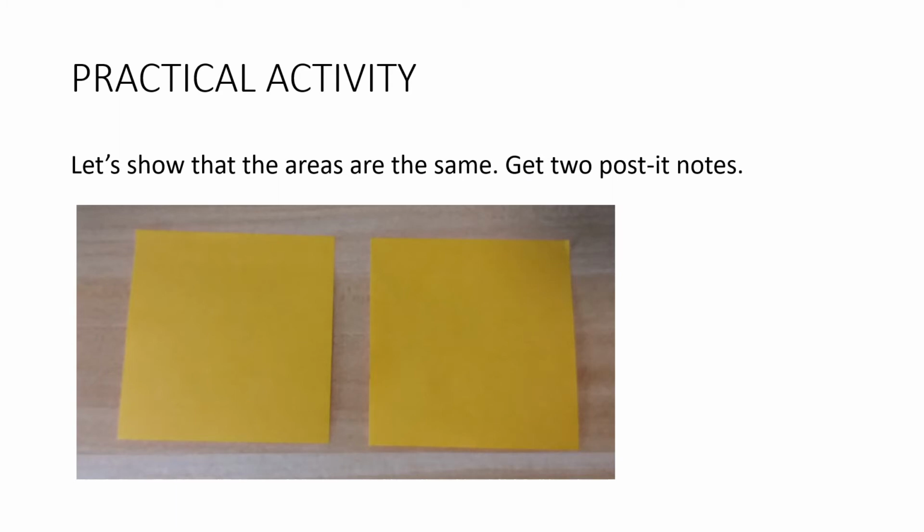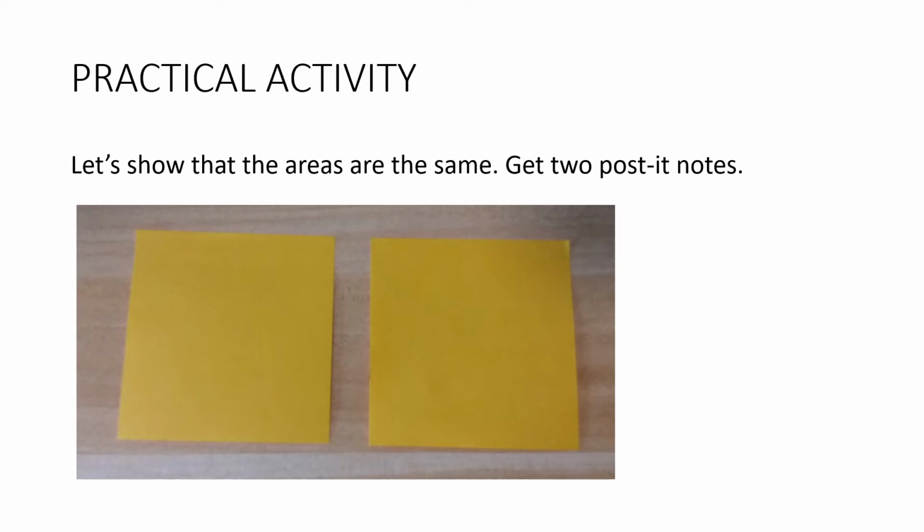Okay, we're going to do a practical activity. So if you can get two post-it notes, that would be really good. If you can't find post-it notes, just get a sheet of paper and cut it in half, because we basically want two rectangles that are identical in area. So there's my two post-it notes.